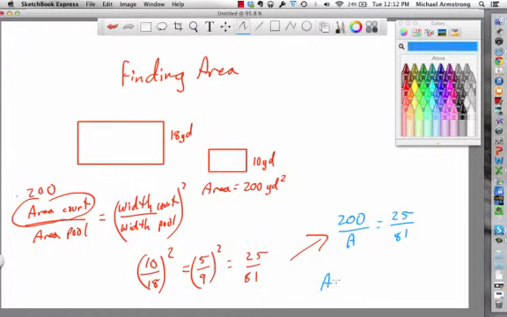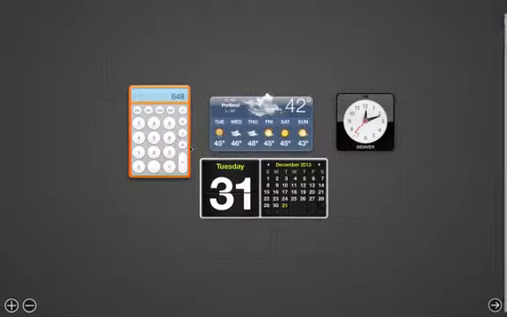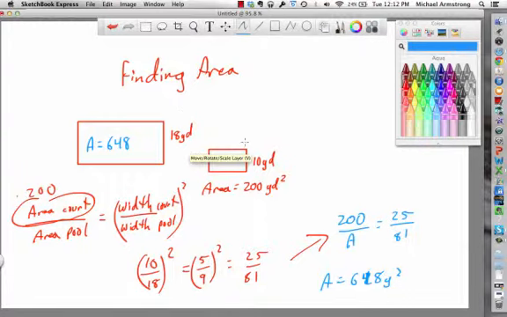So then this area is 628 yards squared, and that's the area of the pool. It's not 628, the calculator said 648. Sorry. Let's go back. 648, that's the one. Let's go back to make sure, because I think I remembered it wrong. Yeah, 648. So this is a little more complicated, but you can do it. Good luck.